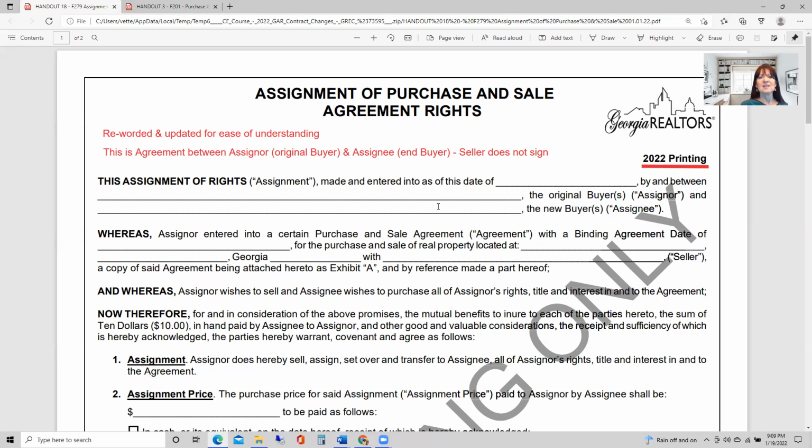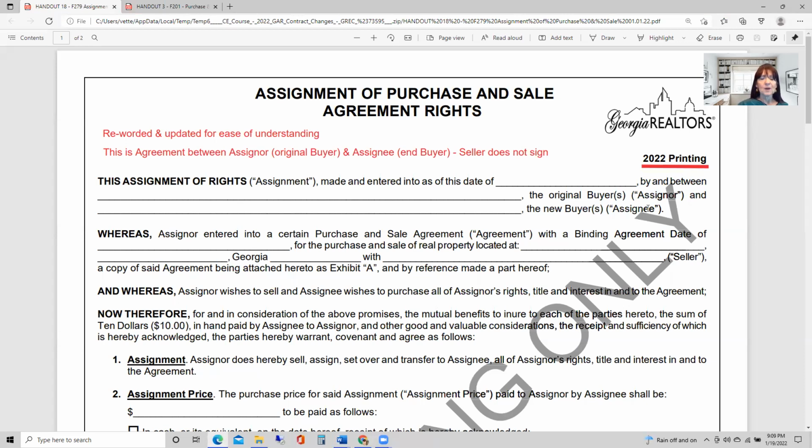You still fill out the assignment and the assignment agreement. You enter in the date of that, and you fill in the name right here of the original buyer. We're going to call that person buyer A. Buyer A, or the assignor, is the party that actually is the buyer on a purchase and sale agreement with a seller. And then you have buyer B, or new buyer, who is the assignee.